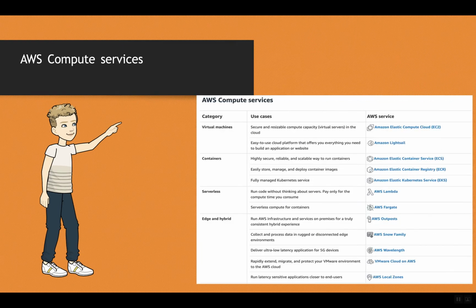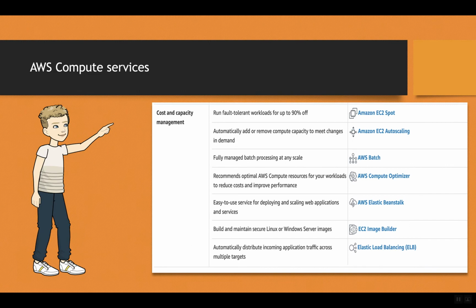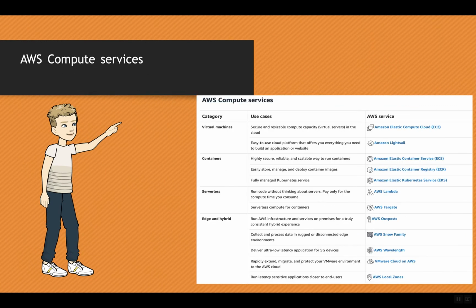Okay. Now you come to AWS compute services. So you have categories like virtual machines, containers, serverless, edge and hybrid. These things help you to compute, right?